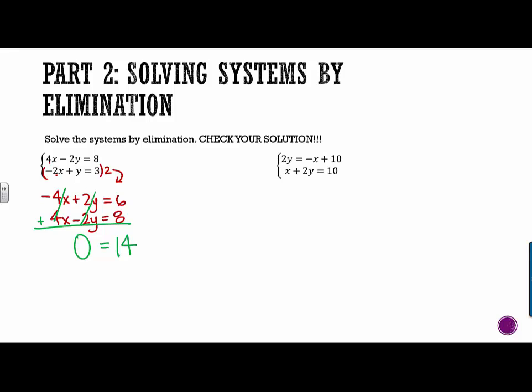Now, just like before, this is not a true statement. 0 can never equal 14. So this means that there are no solutions to this problem. And if you were to graph them, they would be parallel lines.